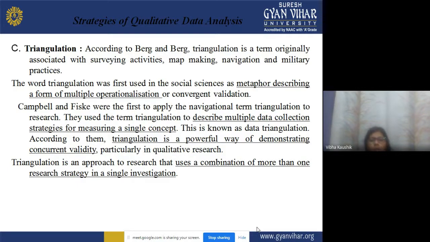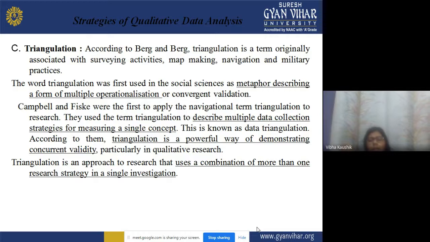Triangulation, according to Berg and Berg. Triangulation is a term originally associated with survey activities, map making, navigation, and military practices. The word triangulation was first used in social science as a metaphor describing a form of multiple operationalization or convergent validation. Campbell and Fiske were the first to apply the navigational term triangulation to research. They used the term to describe multiple data collection strategies for measuring a single concept.